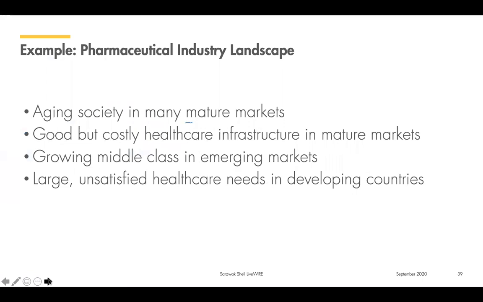Example of the pharma industry: aging society in many mature markets. Malaysia also, we're getting largely aging, people are living longer, right? They say eventually people living to 100 years old will not be uncommon. Good but costly healthcare infrastructure in mature markets, growing middle class in emerging markets, large unsatisfied healthcare needs in developing countries. The good example that I shared earlier was Indonesia and maybe Burma, Laos and Cambodia, right? So this may present an opportunity for us to do medical tourism, or for our existing businesses in the healthcare industry to open hospitals and medical centers in their countries.